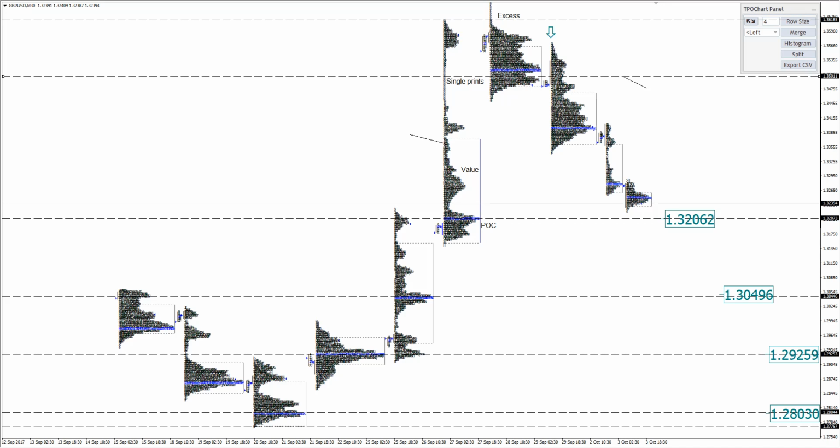Hope you also enjoyed this downward movement from 2 weeks ago.